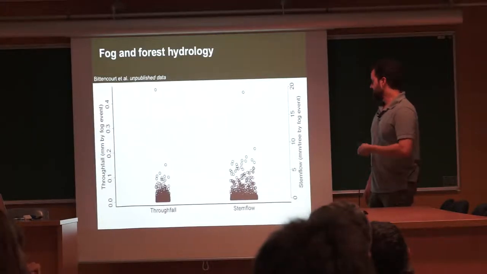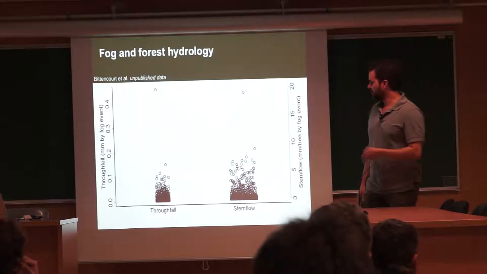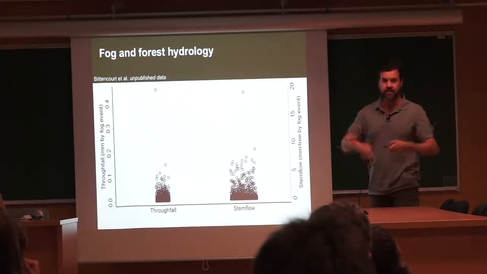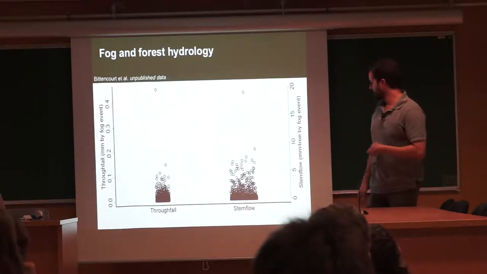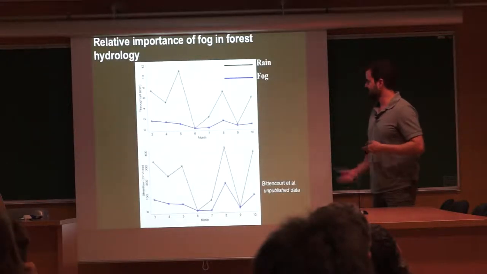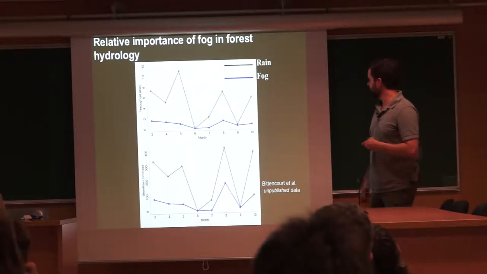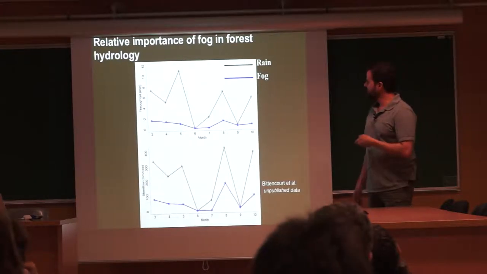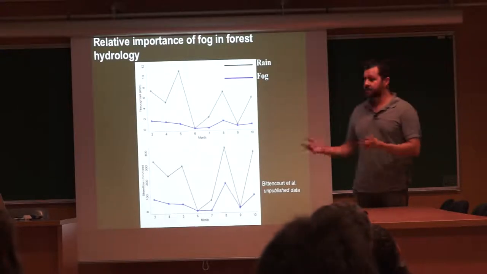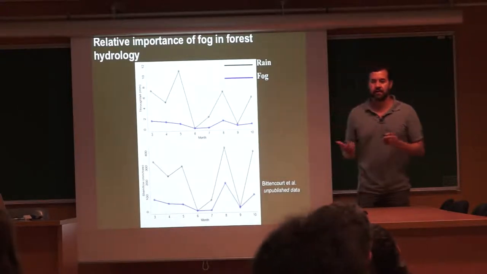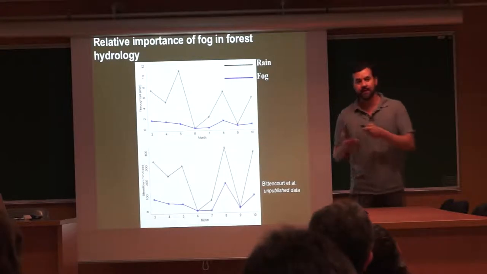Well, this is just to show that both stem flow and throughfall can contribute a lot to the water input to the system, as I showed before. This is not specifically that interesting, but we were able to quantify these two processes. And fog does affect both throughfall and stem flow. Sometimes about 20% of the water input is actually derived from fog.